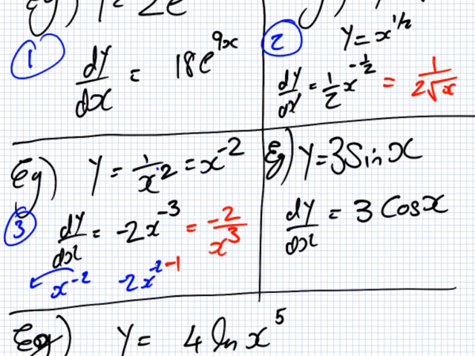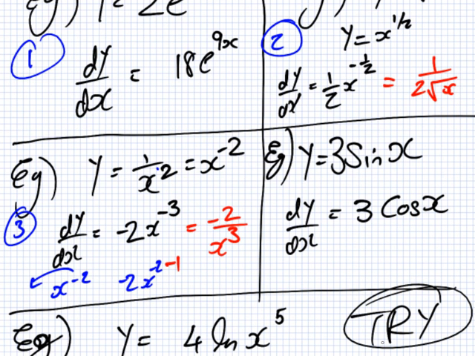Okay. Right, can you try this one? I want the derivative of this. Actually, let's make it a little more tricky. Put a 6 here as well. So it's 4 log 6x power 5.